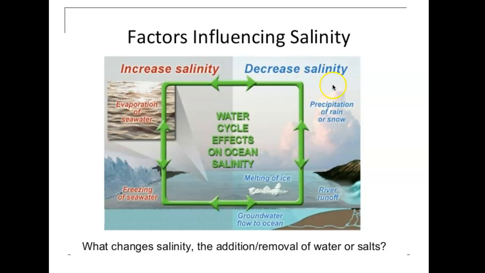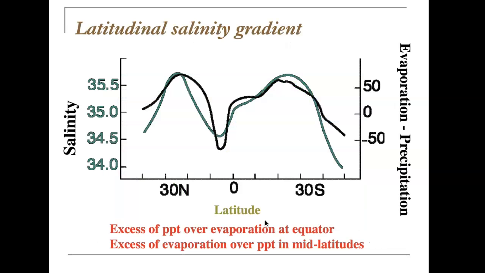Decreases in salinity are going to be an input of fresh water. So in the form of precipitation, rain or snow, sometimes just a massive amount of melting of ice. River runoff is going to decrease salinity. Sometimes even groundwater flow to the ocean, of fresh water flowing to the ocean here, can decrease salinity. So those are all factors that influence salinity. And hopefully this will really help you remember. I'm a visual person, so I try to put as many visuals as I can in here for you guys.